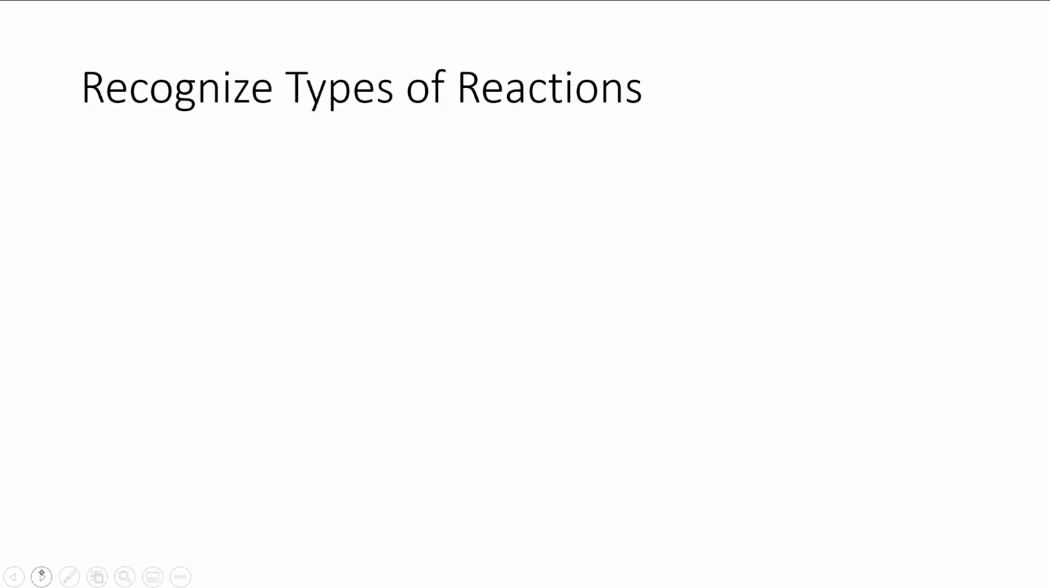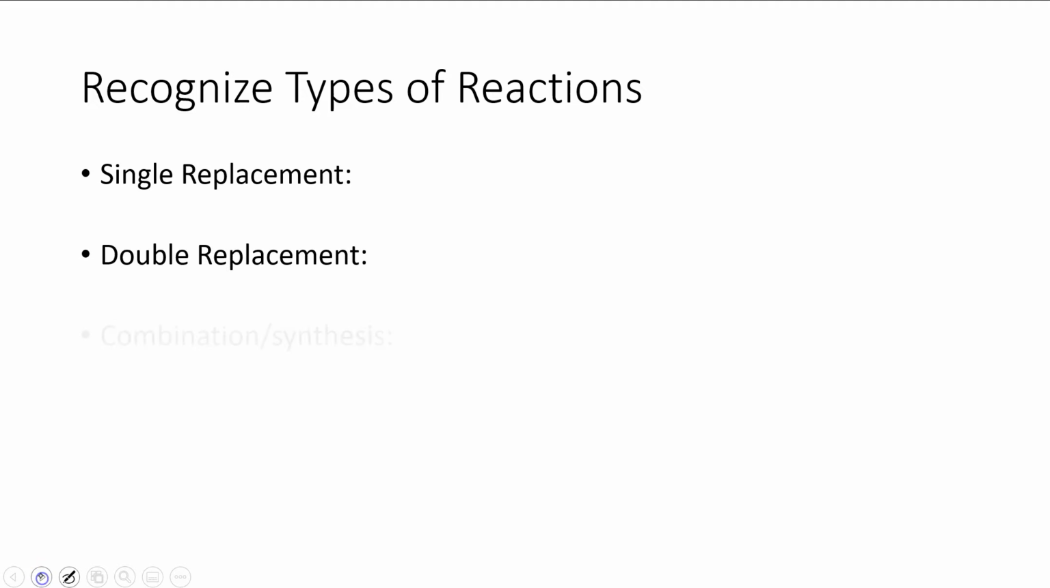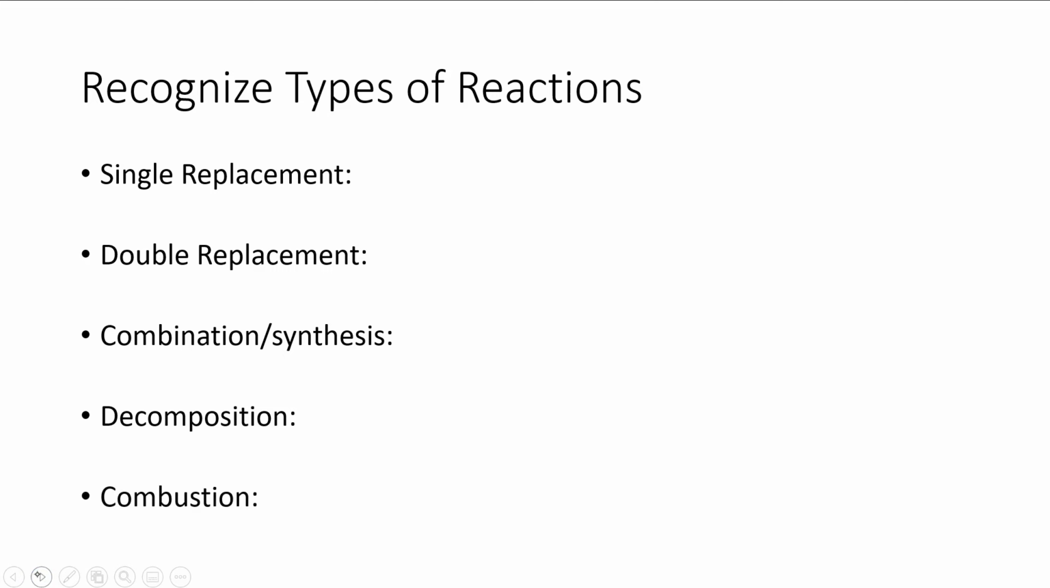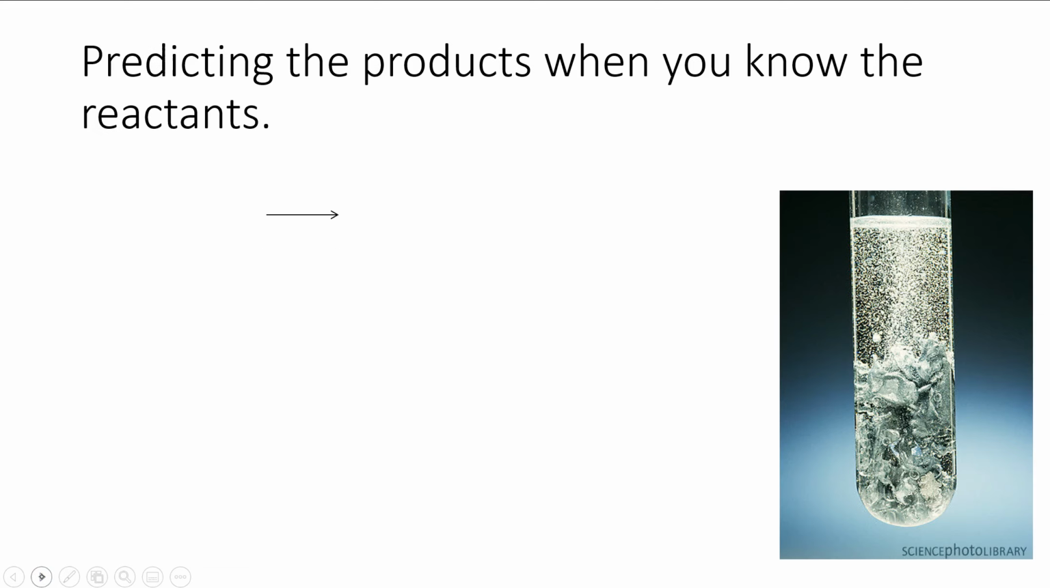Okay, so our 5 reaction types for now are single replacement, double replacement, combination and/or synthesis, decomposition, and everybody's favorite, combustion. So these are the 5 reaction types, and you should have already written down in your notes, from previous video lessons, what the patterns look like for each of these 5. We have to have this in place. All right, so if all we know is the reactants, how can we then predict the products?